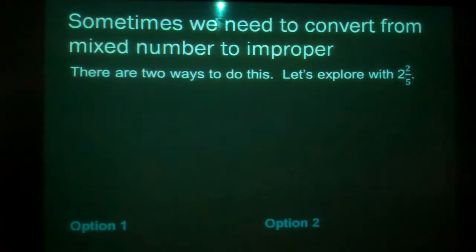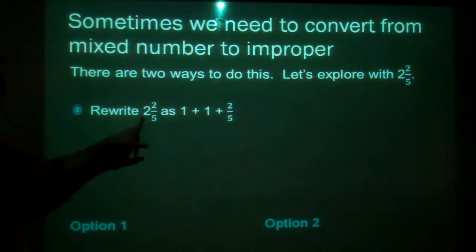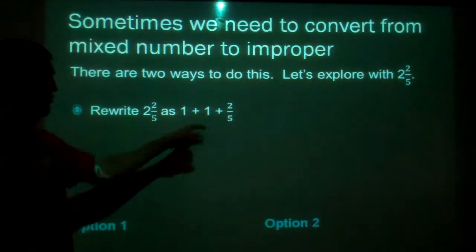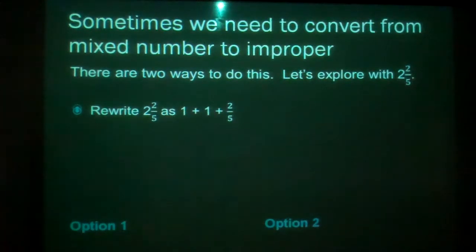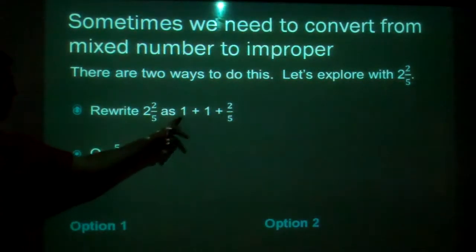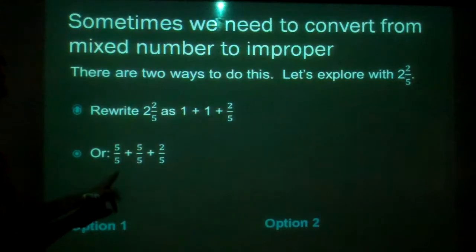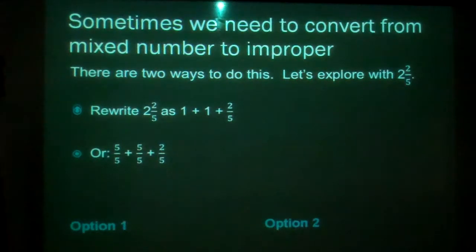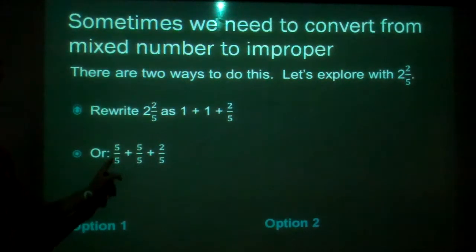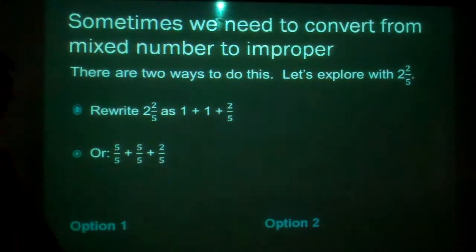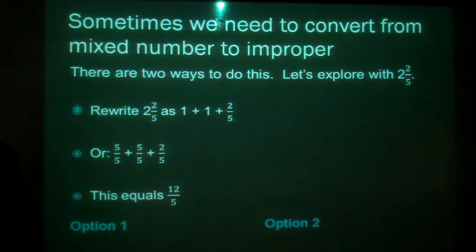Alright, but sometimes we need to convert from a mixed number to an improper fraction. And we can explore with 2 and 2 over 5, or 2 and 2/5. We can rewrite 2 and 2/5 as 1 plus 1 plus 2/5. Doesn't change anything. And we know that 1 plus 1 can be written as 5 over 5. So, we add everything up. Remember adding, we add our numerators. 5 plus 5 is 10, plus 2 is 12, 12 over 5.